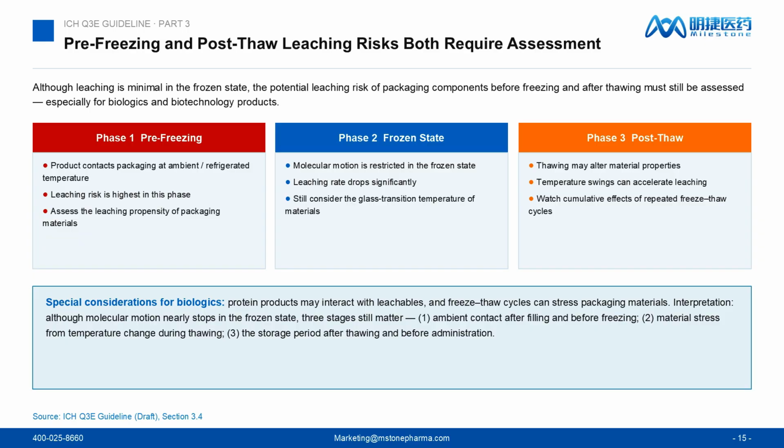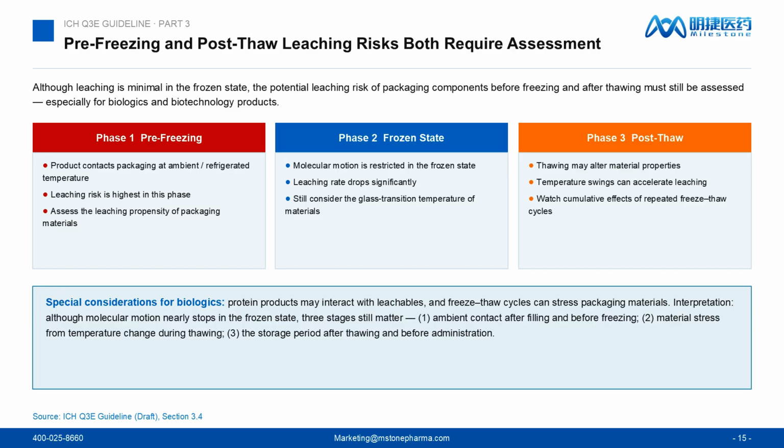Phase 1, pre-freezing. Your product is filled into its container at ambient or refrigerated temperature and may sit there for hours before entering the freezer. This is actually the highest risk phase: full molecular mobility, direct contact, sometimes elevated temperature. Phase 2, the frozen state. Leaching slows dramatically, true, but watch the material itself. Plastics have a glass transition temperature. Below it they become brittle, and stress cracks can form, creating new surfaces and failure modes.